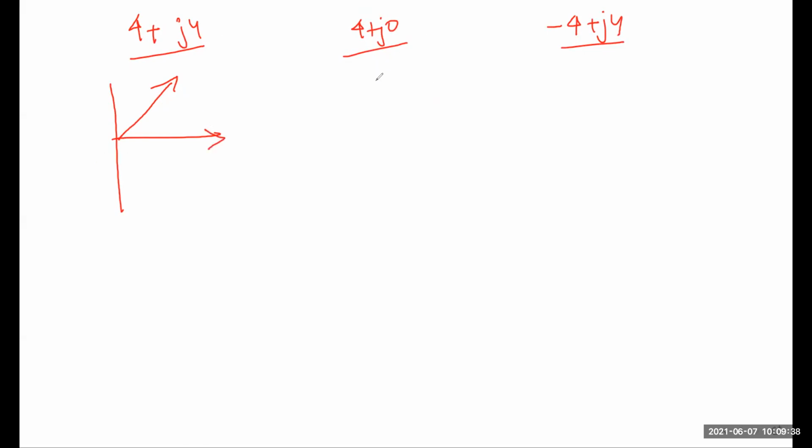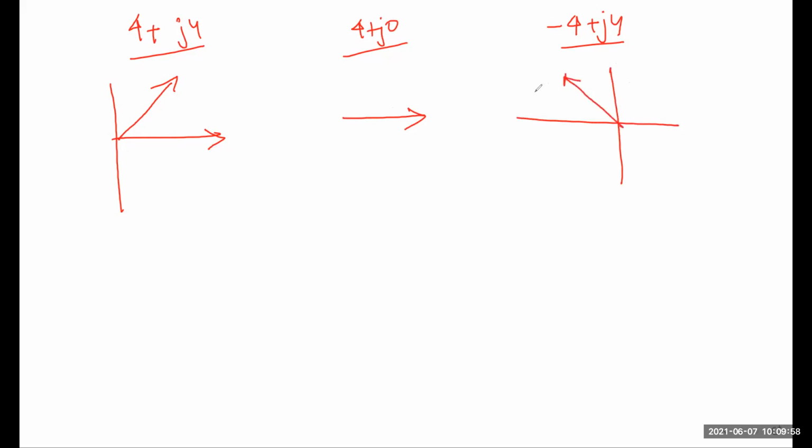This is for 4 plus J0: 4 right and 0 up or down. So it will be like this. In case of minus 4 plus J4, it will be 4 left and 4 up. It will be just like this.